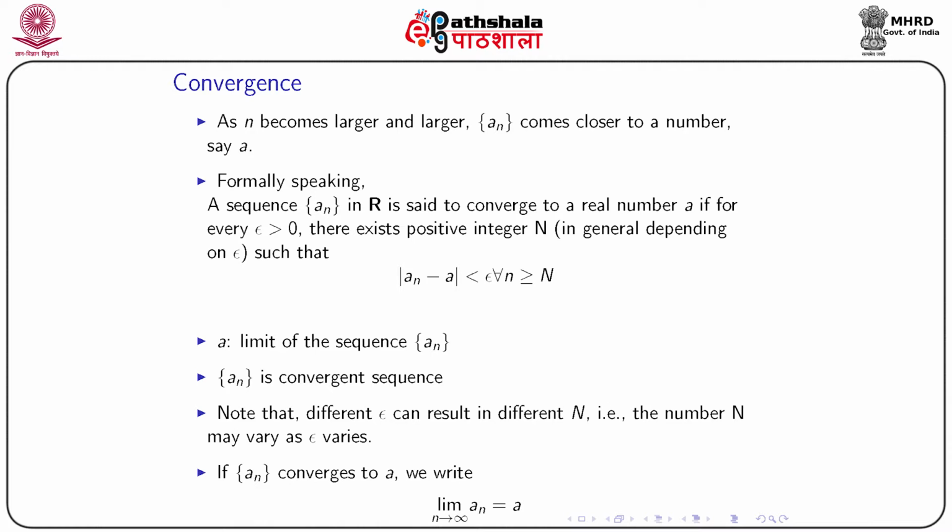Now the choice of capital N depends on the choice of epsilon. Different epsilon can result in different capital N. That is, the number capital N may vary as epsilon varies. We'll show a few examples. So if an converges to a, we write limit n tends to infinity an is equal to a. That means the limit of the sequence is a. That means the sequence is convergent and it converges to a point a.